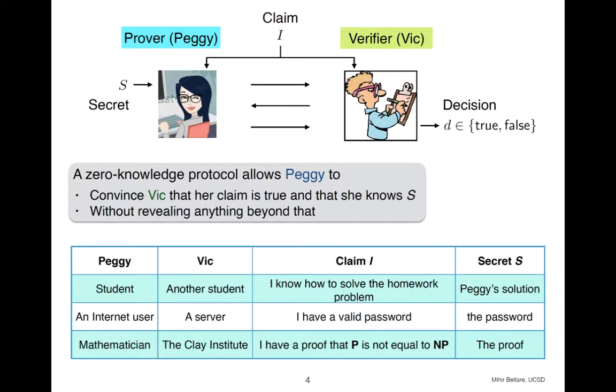Here's a few examples of domains where you might be interested in something like this. Some more mathematical, some more esoteric. So for example, suppose you're simply talking to another student and you claim that you know how to solve the homework problem, which was pretty hard. And the other student says, yeah, I don't believe you, show me the solution. But you don't want to give away the solution. So you just want to brag. So how do you do that? Well, you can give a zero-knowledge proof that you have this solution.